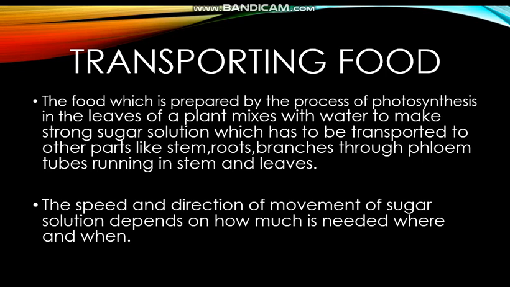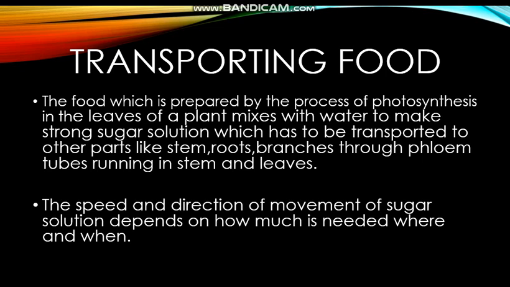Transport means carrying substances absorbed or made by the body of an organism to all other parts of its body. In plants, it is not only water that is transported. Food prepared in leaves by the process of photosynthesis is also transported to other parts of plants. Now how is it transported? Food is made in the leaves, it mixes with water and makes a sugar solution, which is transported to all other parts of plants through phloem tubes.